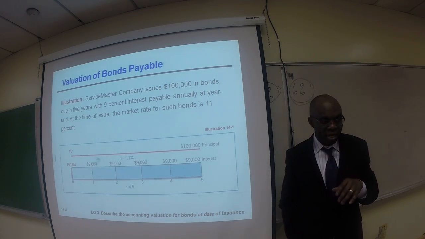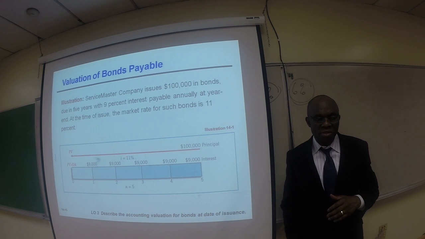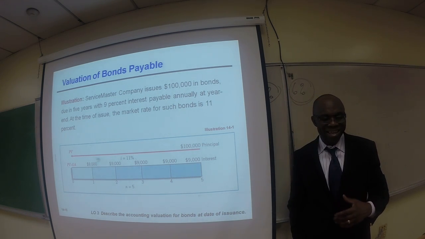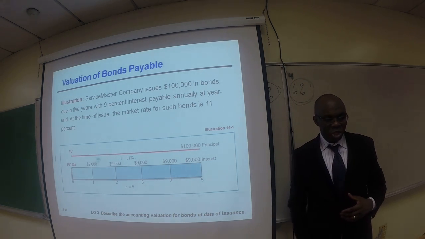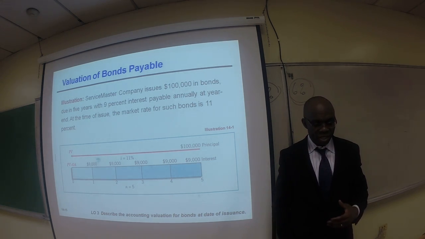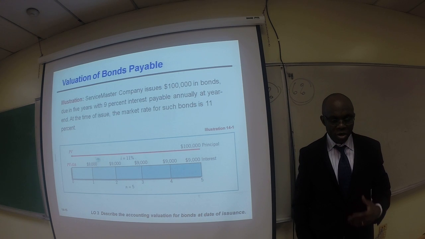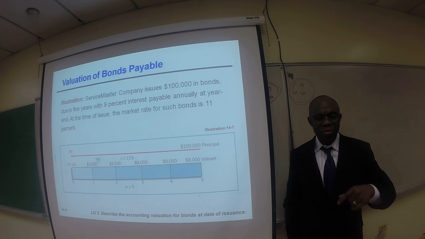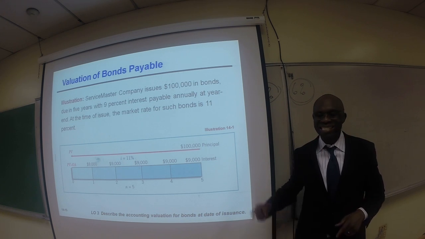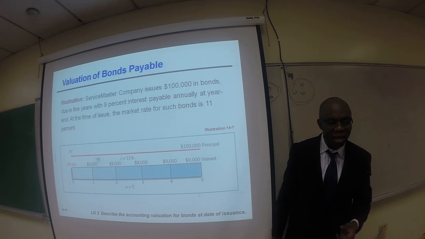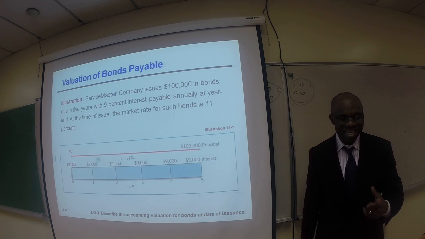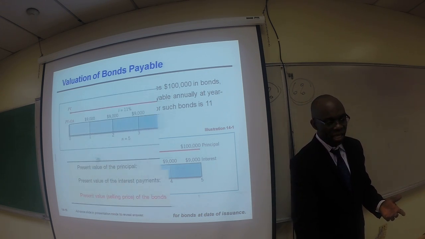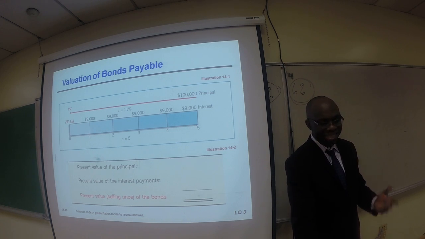Here is an example here. Service Master Company issues $100,000 in bond due in 5 years with 9% interest payable annually at year end. At the end of issue, the market rate for such bond is 11%. So what do we have here? $100,000 in bond due in 5 years, 9% interest payable annually at year end. That means the stated interest rate is 9%. However, the market rate is 11%. So the market rate is higher than the stated rate. So clearly, this bond will be sold at discount.